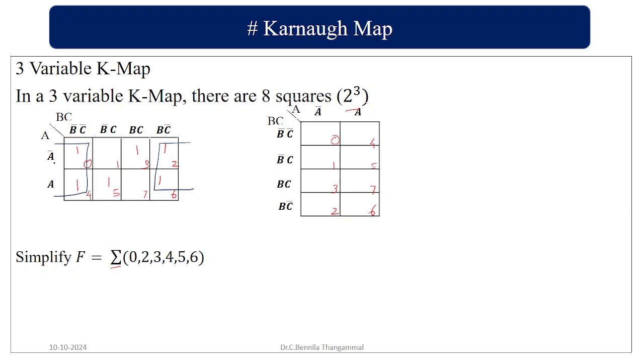So how to find the value of this one? What are all the variables involved here? This is going to be A bar, A. Here it is going to be B bar C bar, then B C bar. So I can cancel A bar, A, then B bar, B. So what is left? It's going to be C bar. So I can have your F value as C bar.